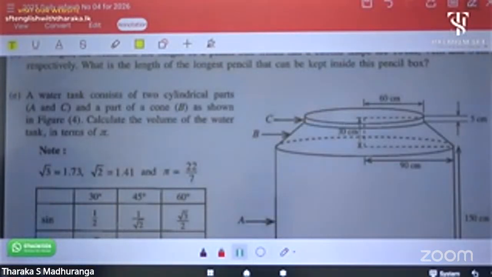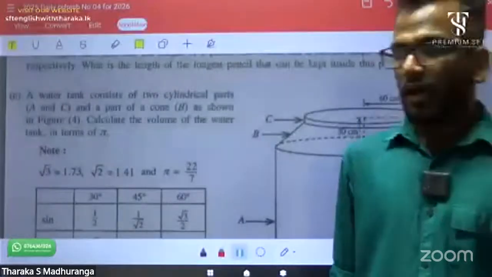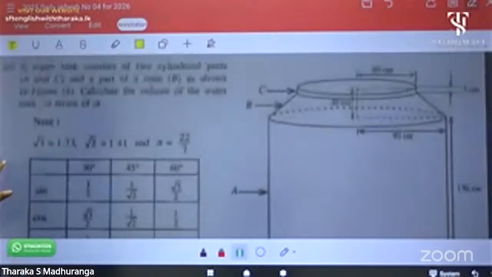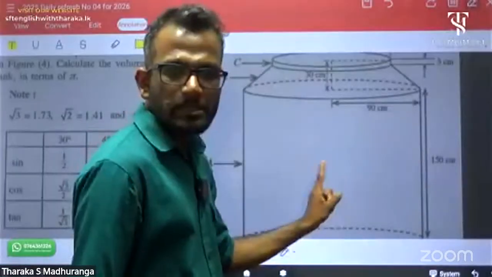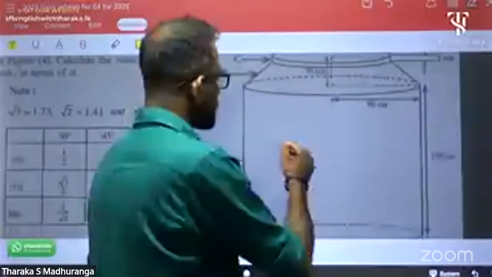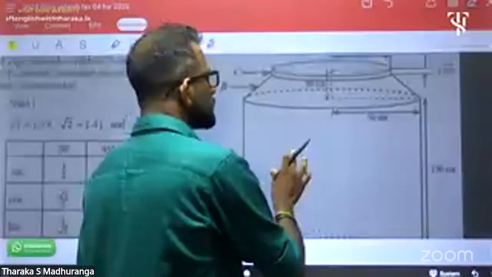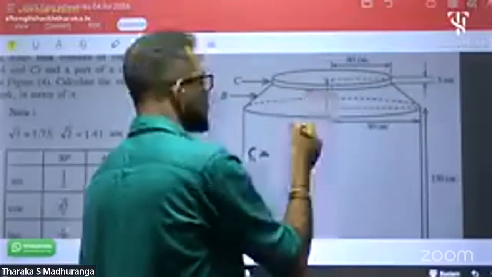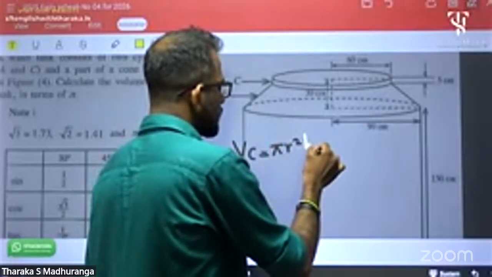Calculate the volume of the tank in terms of phi. In terms of phi means without calculating the phi. The most important part of the question. First of all, I am going to calculate A and C volumes. Okay, I am going to calculate A part. Now, first C part volume. It's a cylindrical. Then how we get the volume? Phi r squared h. Phi r squared h. Volume of C. Phi r squared h.